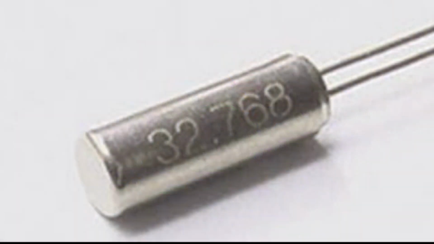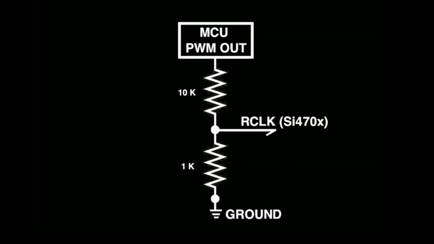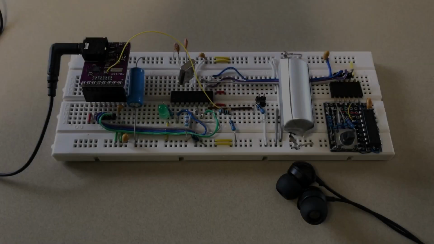So I got it to 32.786 instead of 32.768, and I'm using a resistor divider to attenuate the signal because the chip expects 0.3 volts, so I've got to lower the voltage by an order of magnitude to provide the oscillator for the radio chip.